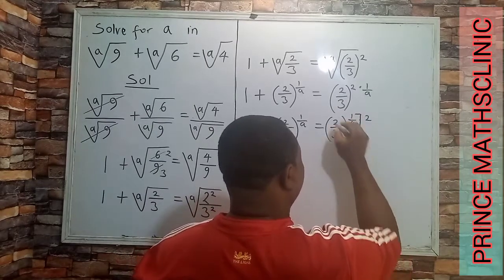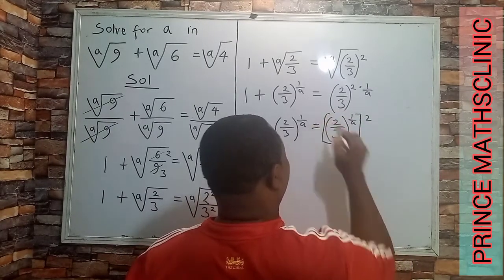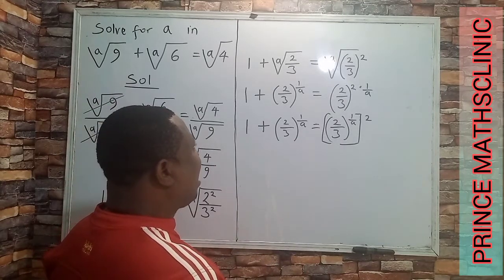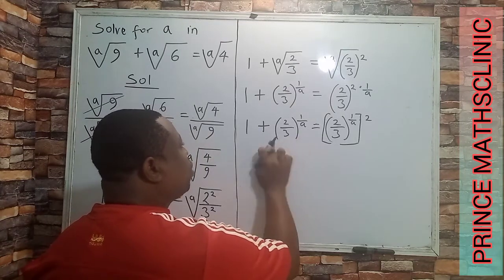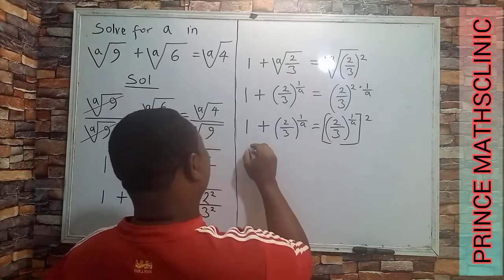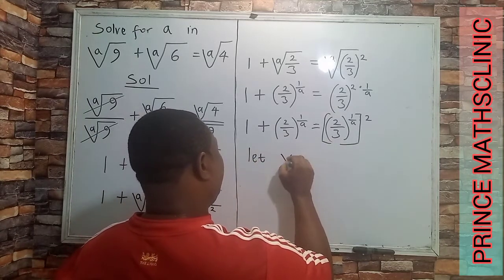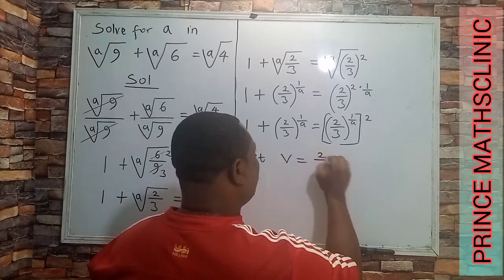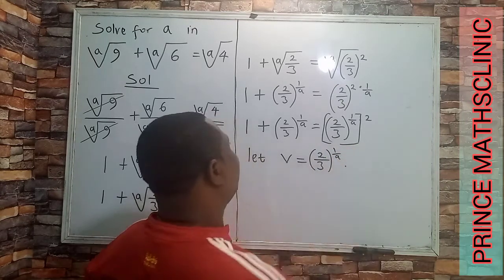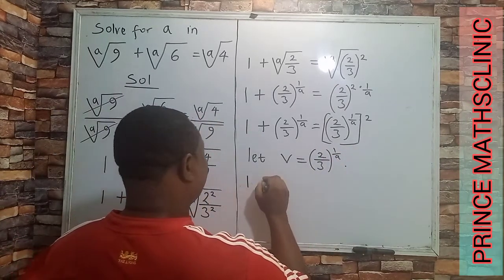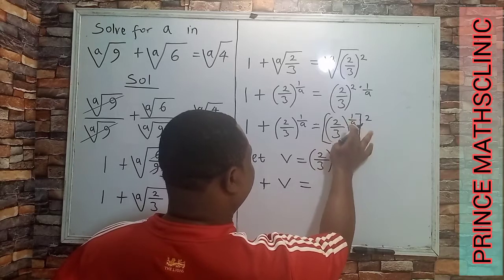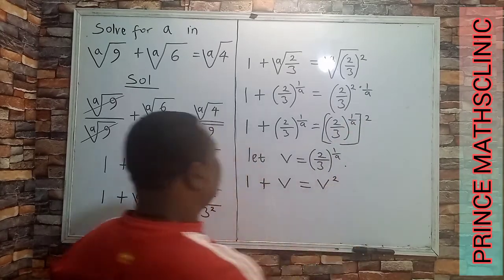Permit me to put this in a bracket, in a special bracket. Now, what does this mean? It means that at the end of the day, I can substitute for 2 over 3 to the power of 1 over a because I have it here and I have it here as well. So let v be equal to 2 over 3 to the power of 1 over a. So therefore this becomes 1 plus v equals, everything here is v, then squared, v squared.